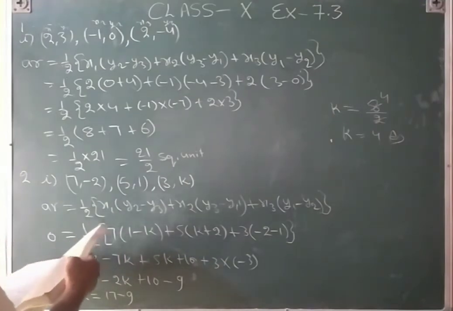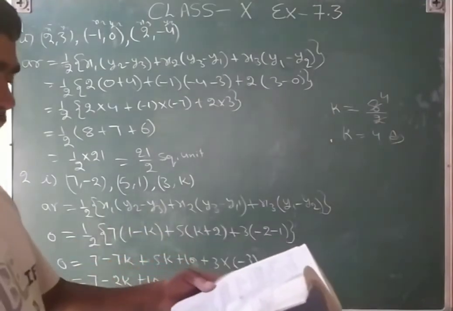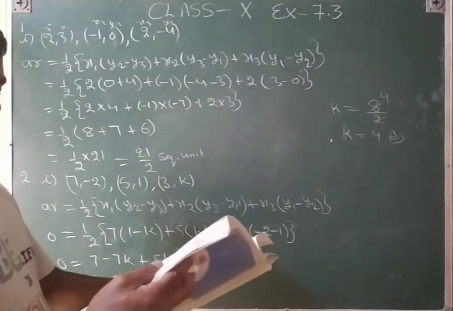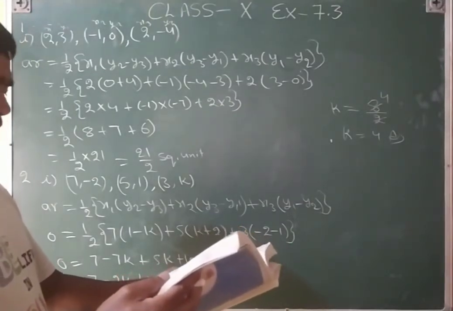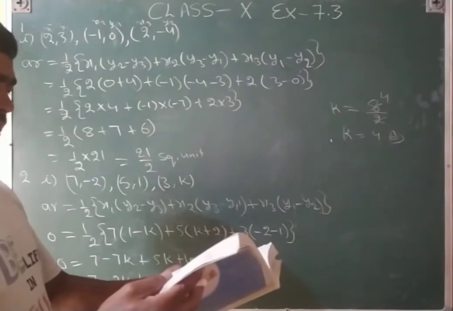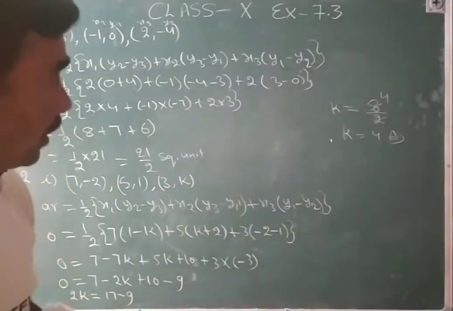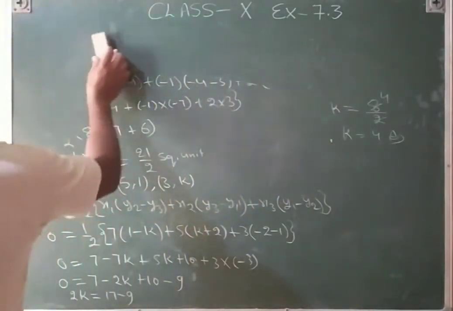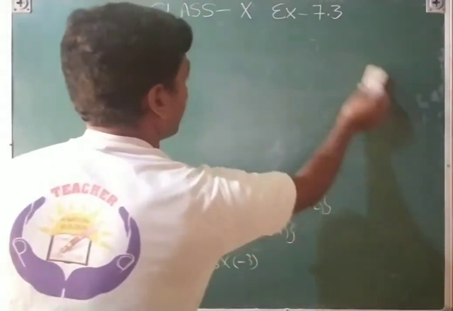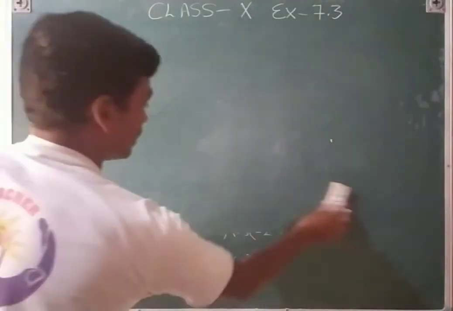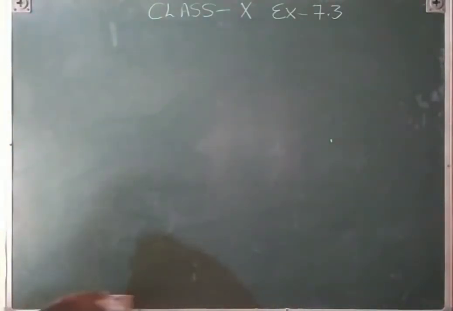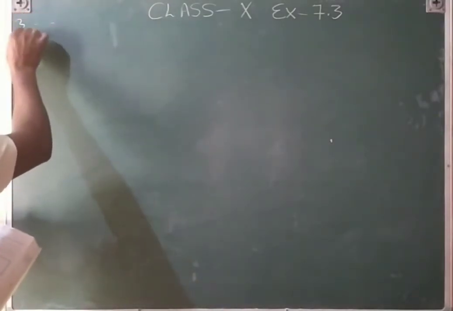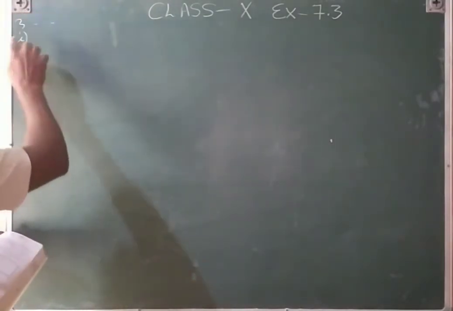And then the third question: find the area of the triangle formed by joining the midpoints of the sides of the triangle whose vertices are these. Here the third question is just a lengthy question but not difficult, only lengthy. Third question has no parts.